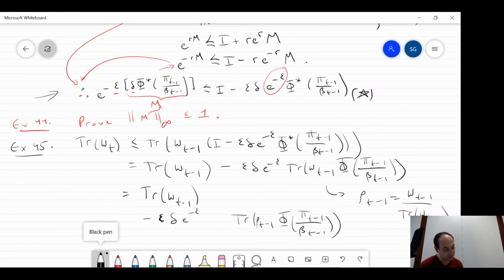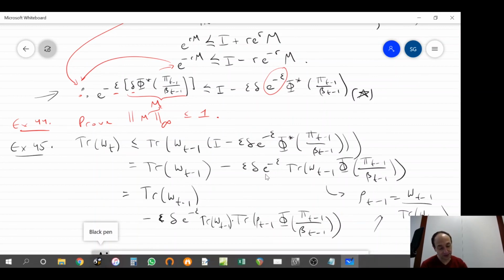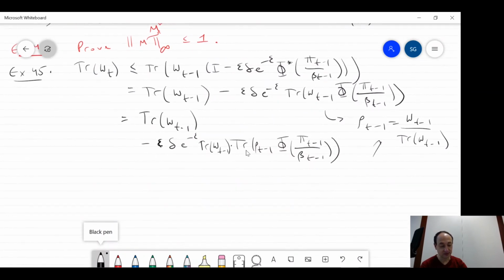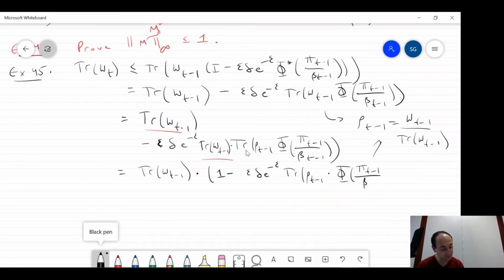And of course, now I could bring out the normalization factor as the trace of W_{t-1}. Okay, so that's just plugging in this equality we had up here. And now life is essentially good because I have two copies of W_{t-1} sitting around here and here. I can just factor that out. So I'll get the trace of W_{t-1} times 1 minus epsilon delta e to the minus epsilon the trace of rho_{t-1} times phi of pi t minus 1. Okay?